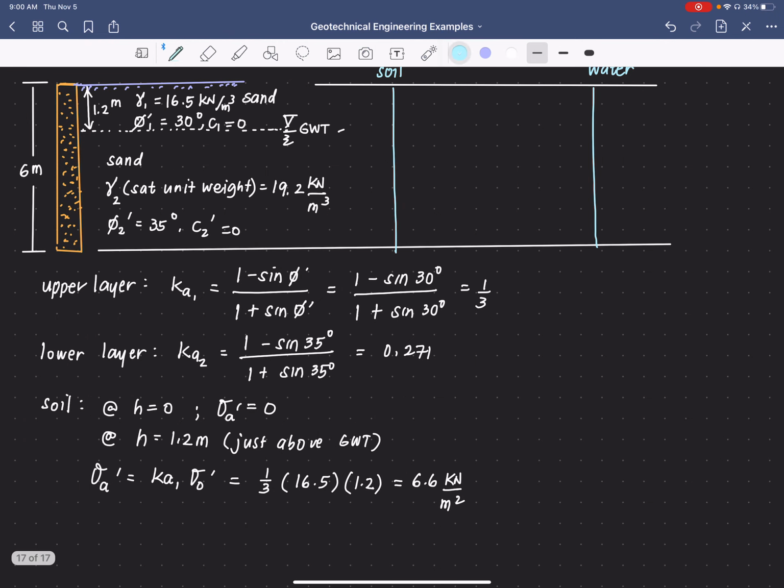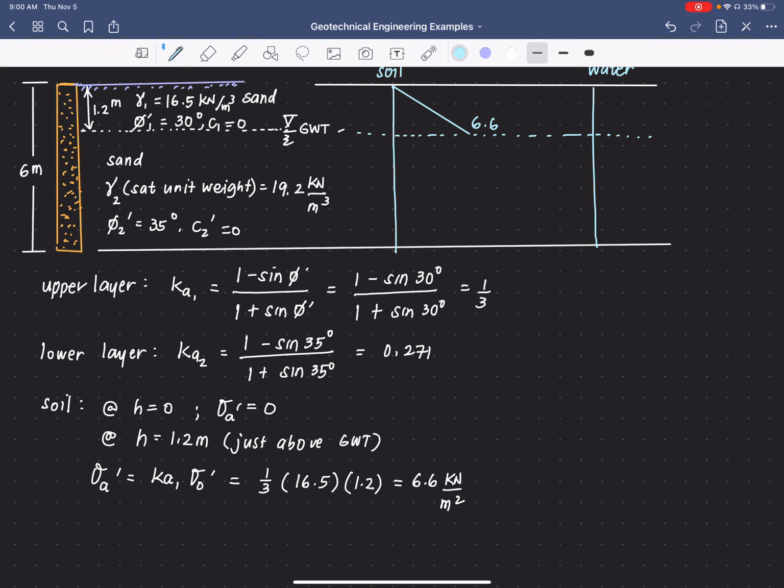So if you want to plot that one, we started from 0, it then increased to a pressure of 6.6. Okay, that is the active earth pressure at the depth of 1.2, just above.